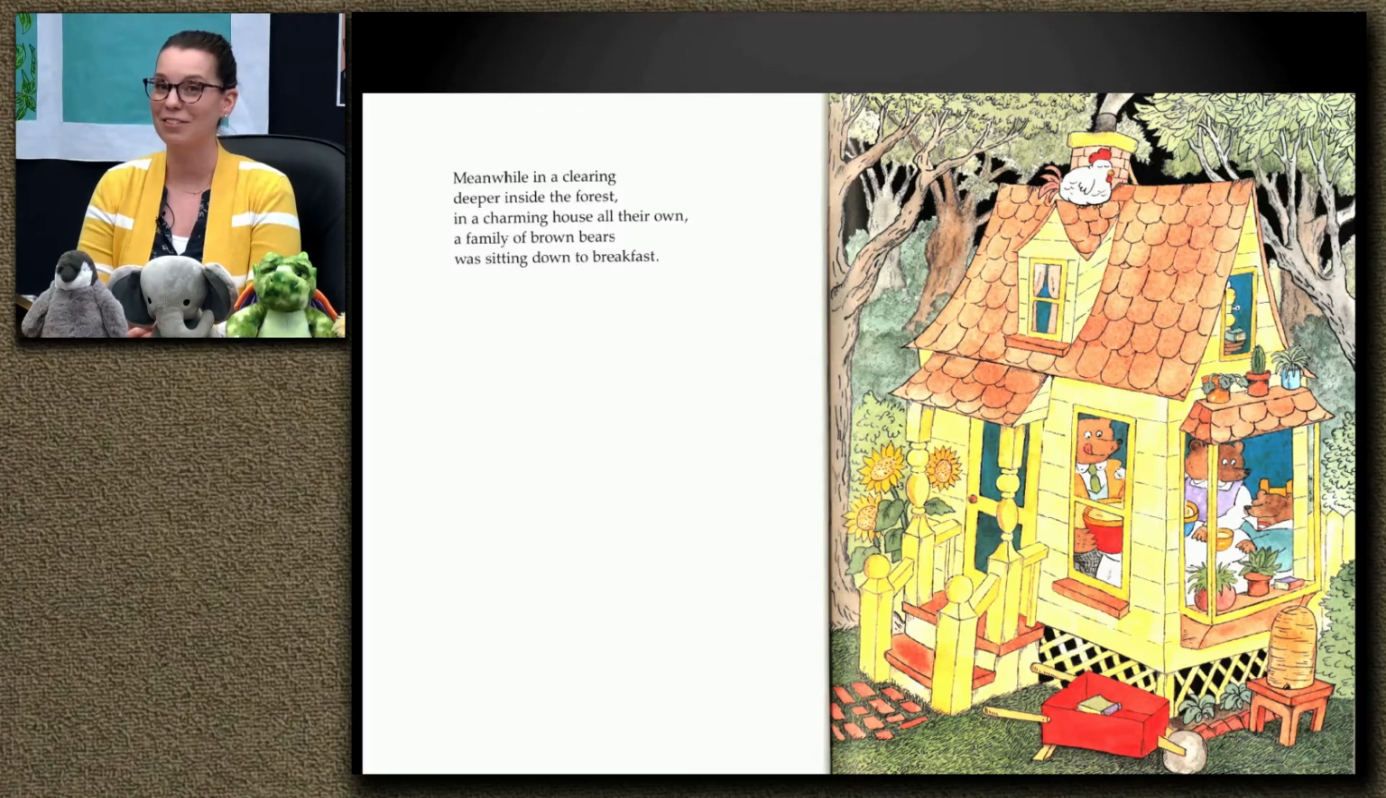Now, this is where we definitely know that this is fantasy, because we know that bears don't live in a house, and we know that bears don't sit down at a table for breakfast.